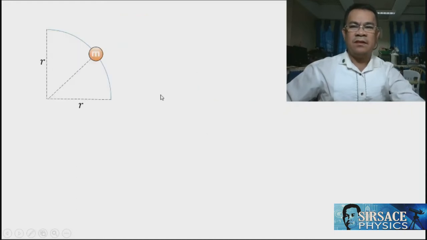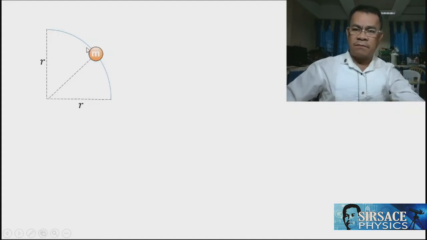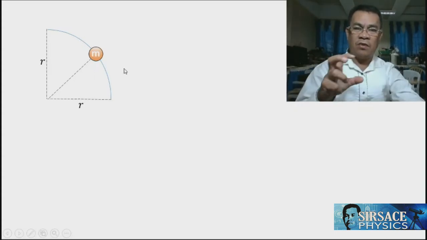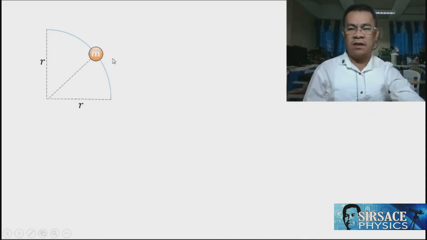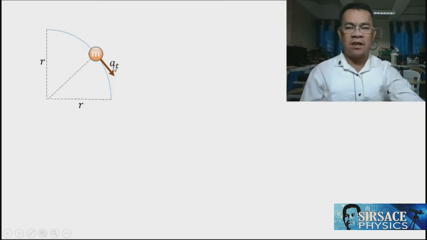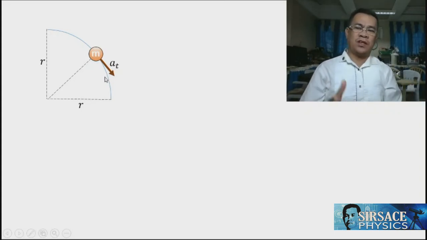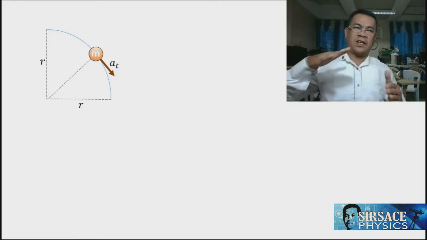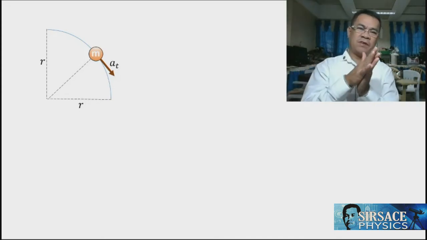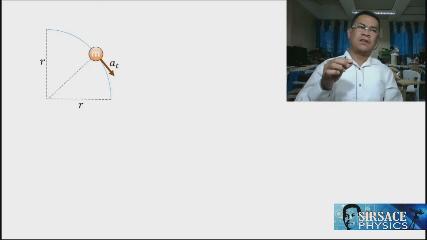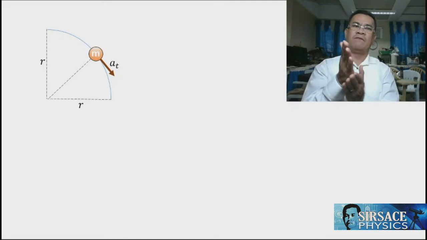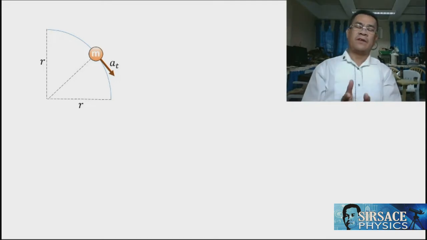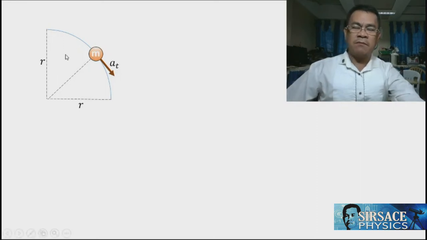So if we have this curve, and the object moves around the curve with a radius r, there are two possible accelerations experienced by this object. First is the so-called tangential acceleration. This tangential acceleration is the acceleration due to the change in magnitude. In a straight line, there is no tangent line because the direction is the same as your displacement. So the acceleration is due to the change in magnitude only, because you are not changing your direction. In the curve, we call that the tangential acceleration.